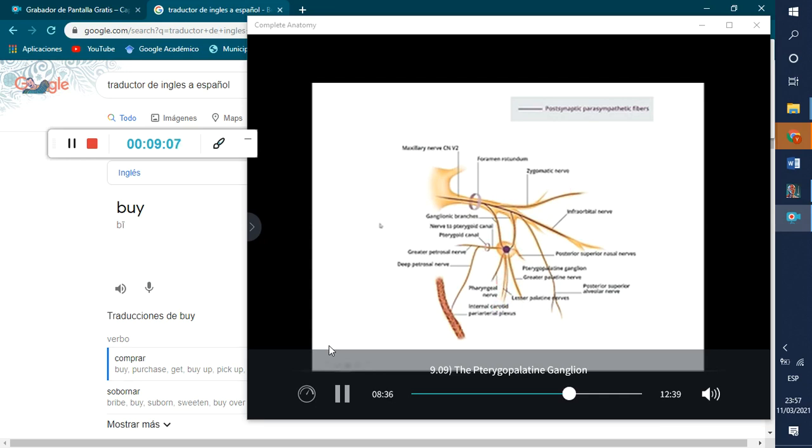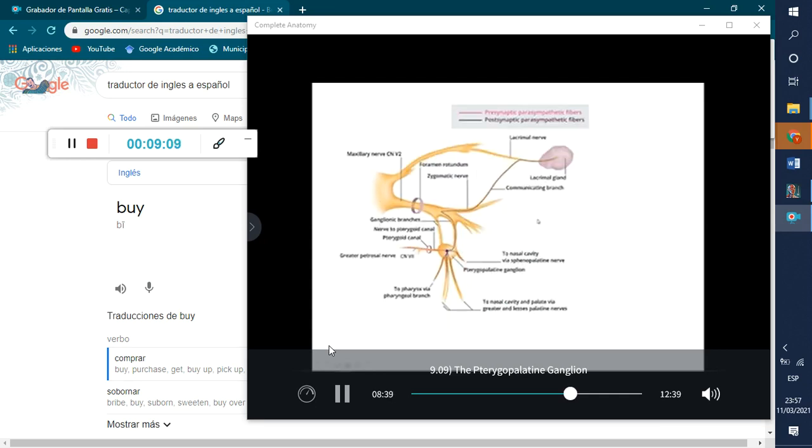Over here, now we see the pre- and postsynaptic parasympathetic fibers. Presynaptic parasympathetic fibers via the greater petrosal nerve synapse in the pterygopalatine ganglion. And here you can see the distribution to the nasal cavity and the palate, to the pharynx, also to the nasal cavity via the sphenopalatine nerve, and then all the way up via ganglionic branches, via the zygomatic nerve, the lacrimal nerve, to the lacrimal gland to make tears.